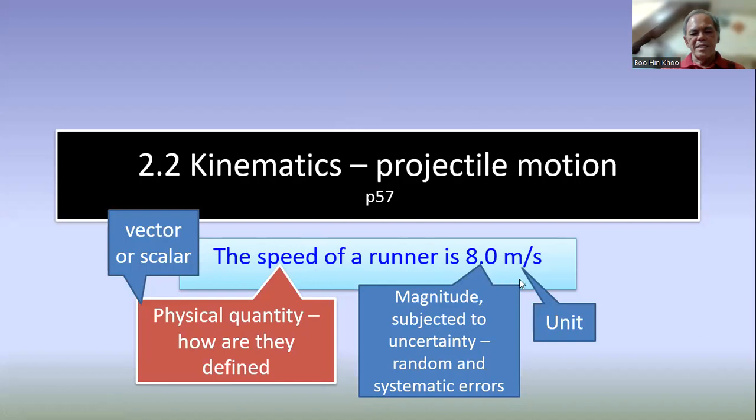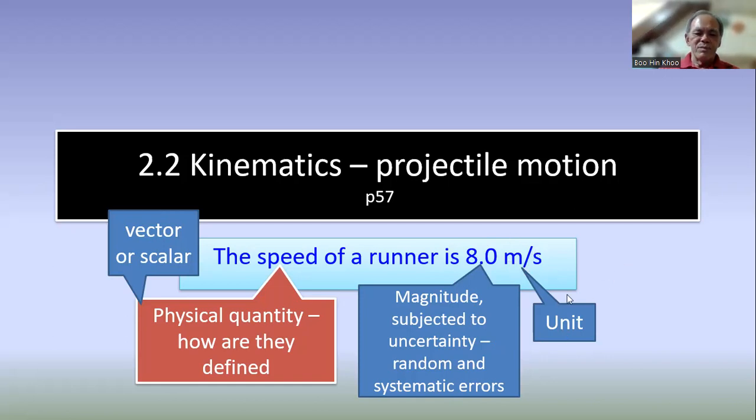The speed of a runner is 8.0 meters per second. This is a physical quantity that from this topic onwards we'll be defining, and we have to decide whether this quantity is scalar or vector. Topic 1 teaches you how to calculate when it's a scalar, when it's a vector. Then there must be a magnitude, and this magnitude is subject to uncertainty, random and systematic error. That's also in topic 1. Then we must also have a unit.